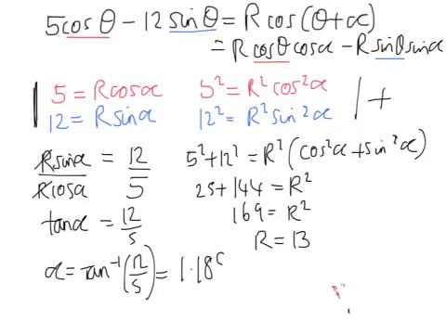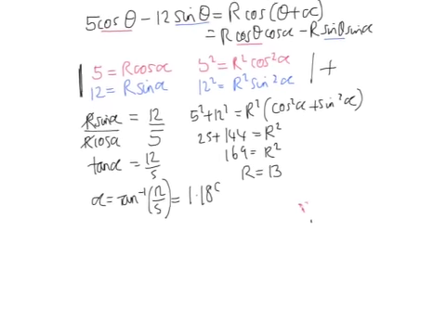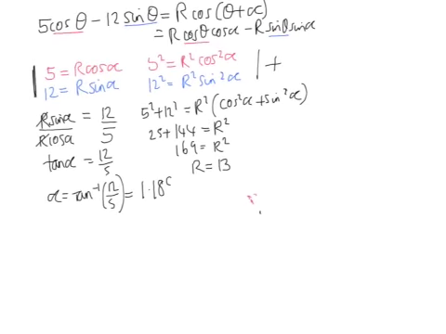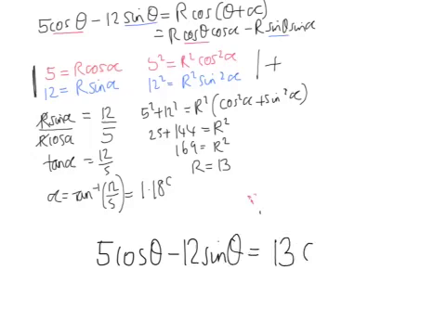So alpha is going to be the inverse tangent of that, which from our calculator we get is 1.18 radians to 2 decimal places. Okay, I'll just move that out of the way so I can show you that the answer to 5 cos theta minus 12 sine theta is going to be r, which is 13, cosine of (theta plus 1.18 radians). Okay.